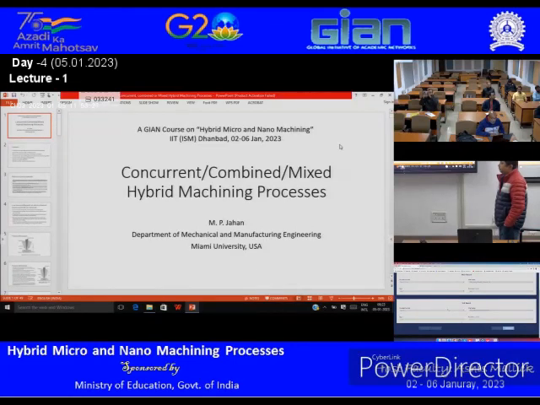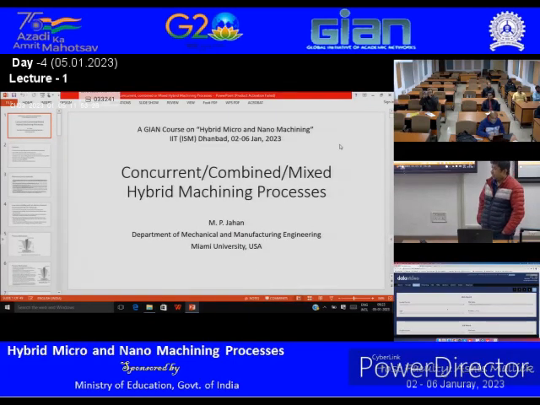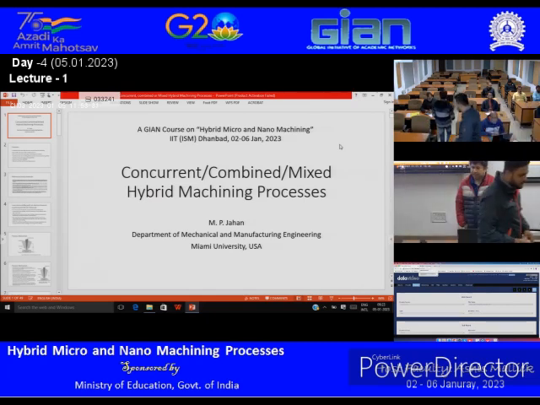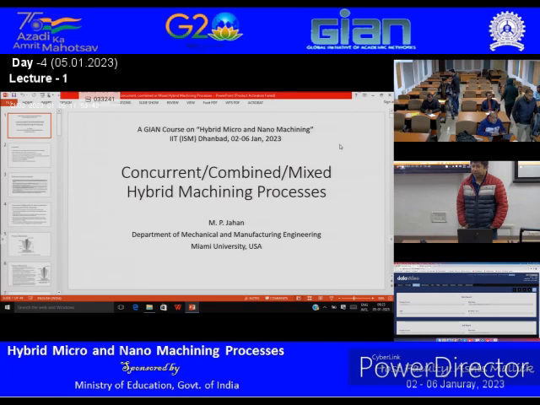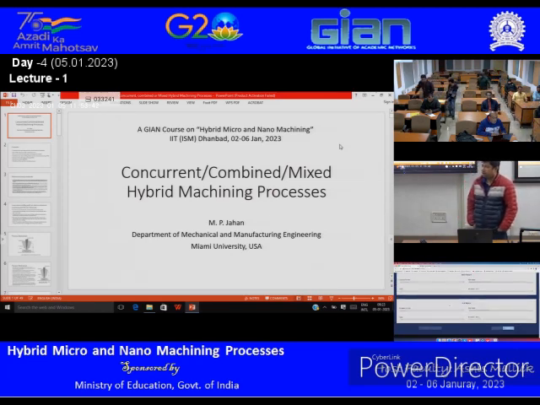Today are the real hybrid machining processes, because two or more physical principles are taking place at the same time. That means simultaneously. So you can see that if you really want to model those processes, there are a lot of things you need to understand because of simultaneous interactions.